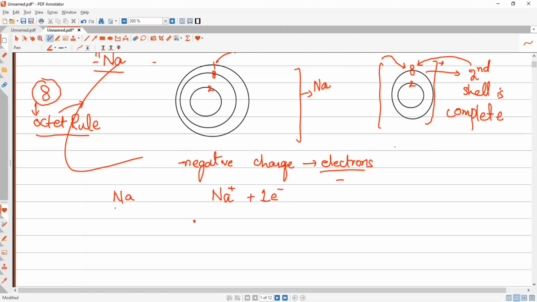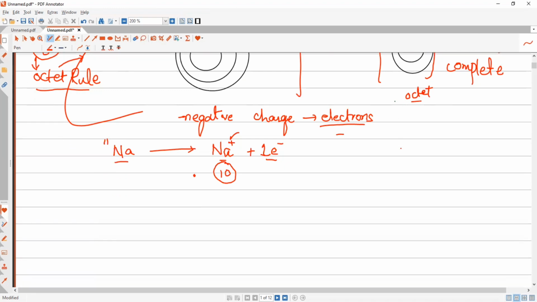So a neutral sodium atom that contains 11 electrons loses one of its electrons and forms Na+ with positive charge. And now it contains 10 electrons, and its outermost shell is complete, 2, 8, and it follows the octet rule. Now the atom becomes stable. So that's why atoms react, in order to lose or gain electrons to complete their outermost shell.